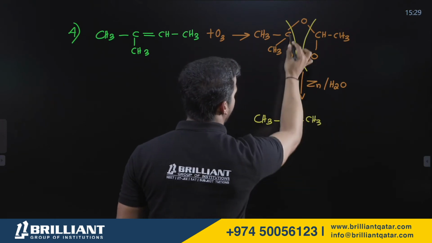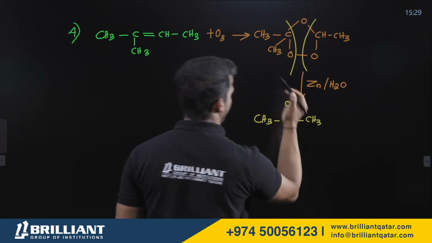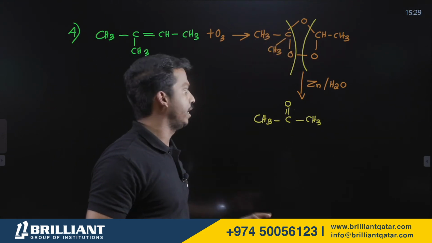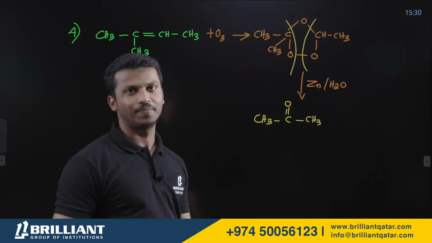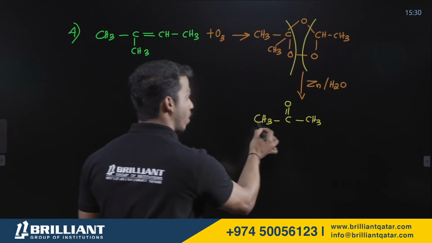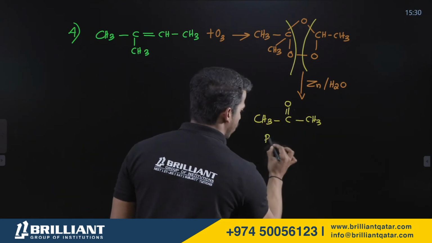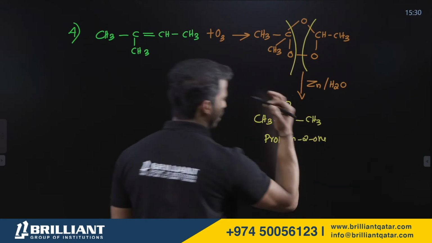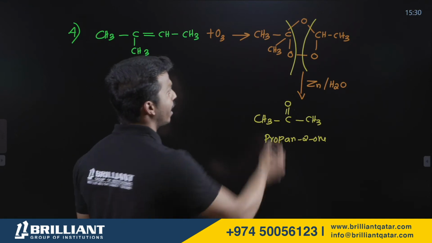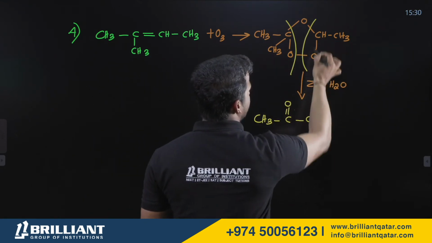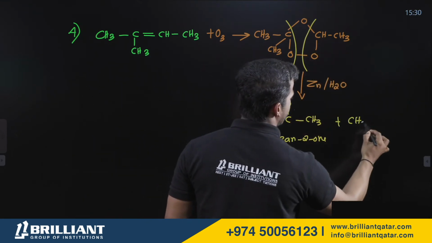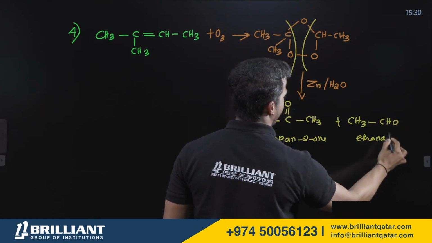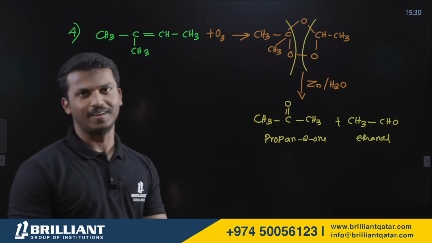I told you the carbon oxygen bond is what? Double bond. So CH3, CO, CH3. It's a ketone, right? In total there are 1, 2, 3 carbon atoms. We will call it what? Propan-2-one. Second position ketone, propan-2-one. What about the right one? CH3CHO. What is CH3CHO? Ethanal, right? So you are getting both ketone and aldehyde.